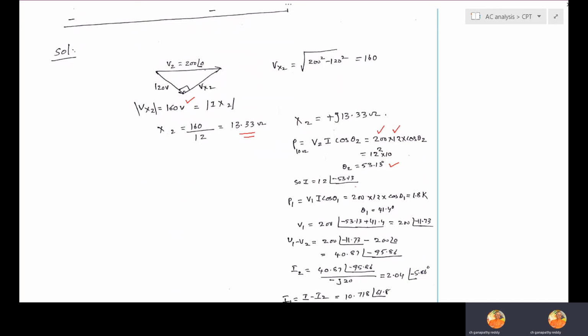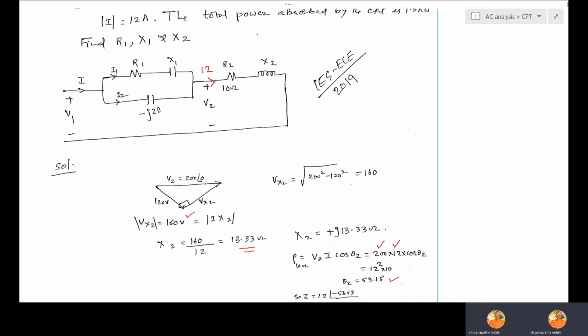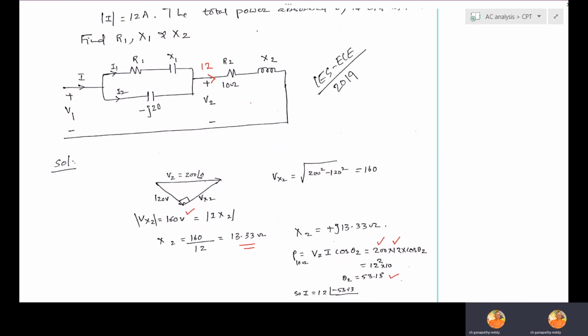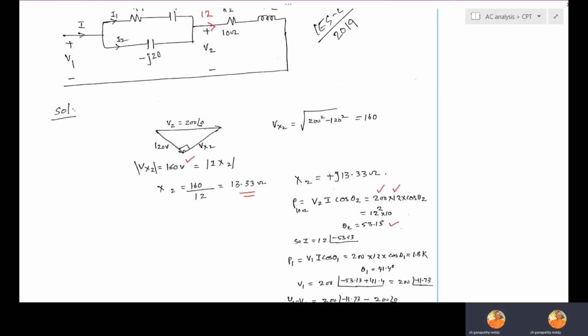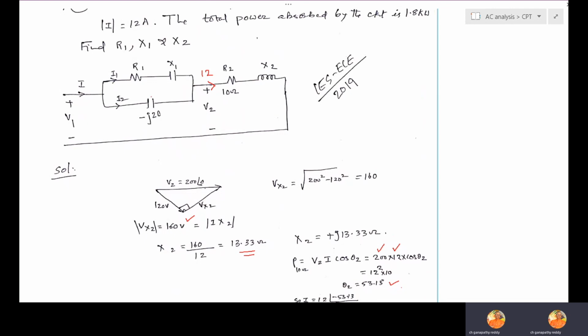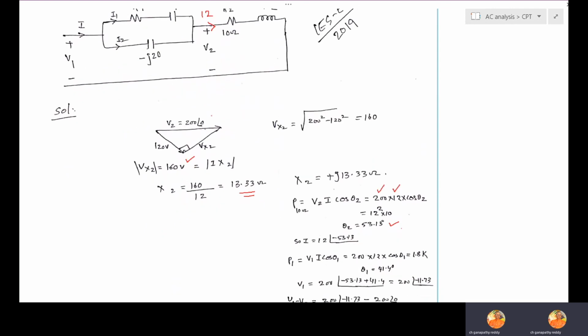What is the current I now? It is 12 at angle minus 53. Why have I taken minus 53 for the current? Because it is an inductive load. The current magnitude is 12 amps, and with respect to 0, the current is lagging by 53.13 degrees. So we find the actual current including the angle. This is the power in the 10 ohm.